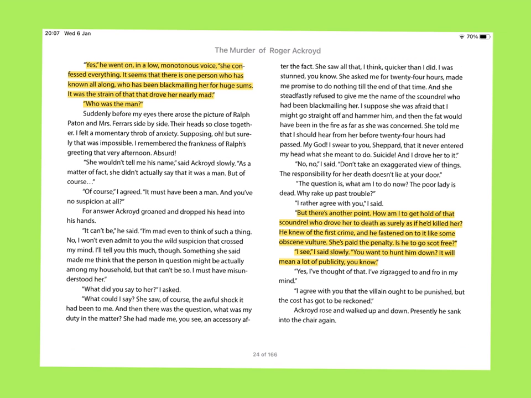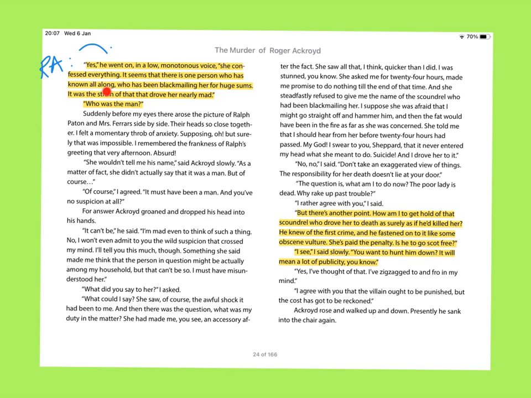Okay, this page here I've just given you for plot reasons, to be honest. So this quote here from Roger Ackroyd before he's killed: "She, Mrs. Ferrars, confessed everything to having poisoned her husband. He was abusive, Ashley Ferrars, and an alcoholic. It seems that there is one person who has known of Mrs."